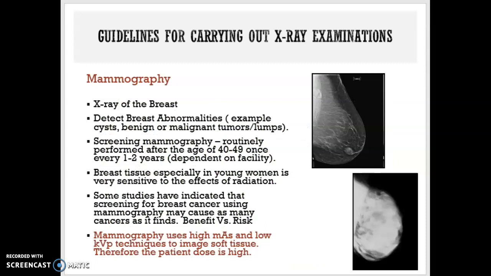So how about mammography and patient dose? Well, we know mammography is images of the breast used to detect breast abnormalities like cysts, benign and malignant tumors and lumps. Screening mammography is done when there are no known symptoms, and it is normally for early detection of breast cancers or when breast cancer runs in the family and you just want to ensure that it hasn't affected you in some way. So routinely it's performed at the age of 40 to 49, and it could be done either once a year or twice a year. It is something that the patient can decide themselves to undergo, or it can be a referral from a doctor.